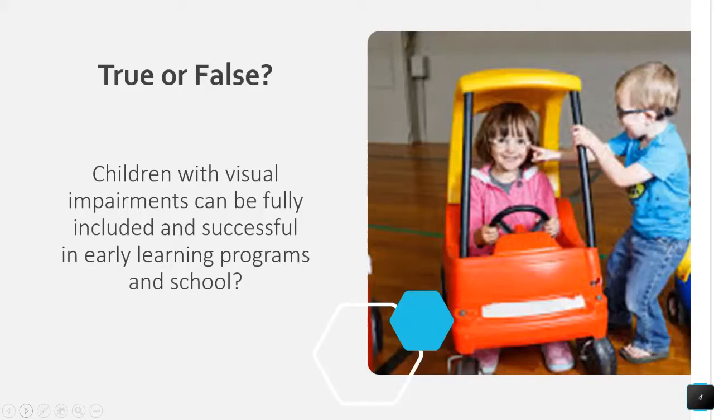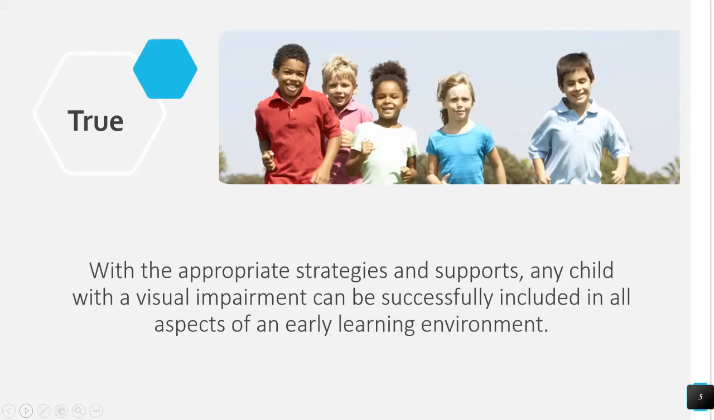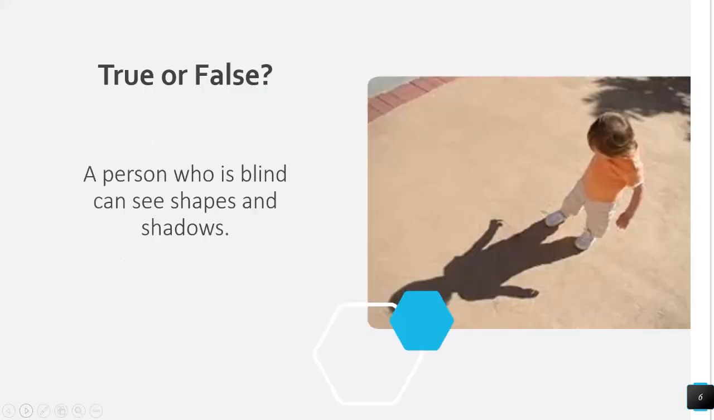True or false? Children with visual impairments can be fully included and successful in early learning programs in school. This is true. Children with visual impairments can be successfully included with some adaptations and accommodations. With the appropriate strategies and supports, any child with a visual impairment can be successfully included in all aspects of an early learning environment.